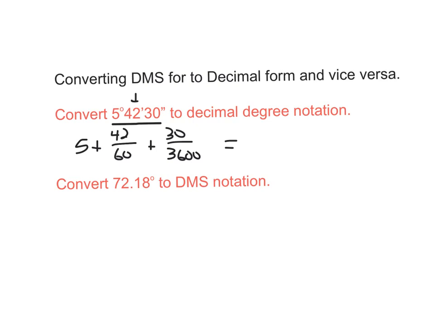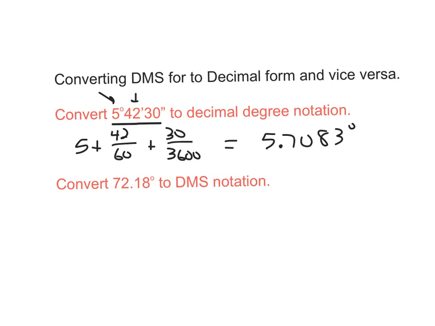So I'm just going to take my calculator and punch that in: 5 plus parentheses 42 divided by 60 plus parentheses 30 divided by 3,600. You might do that with me. Hit enter and it's going to be a decimal. My decimal is 5.7083. There we go. So it'd be decimal, and that'd be degrees, by the way. You know it's going to be 5 degrees and some decimal because we started out with 5 degrees and part of another degree.